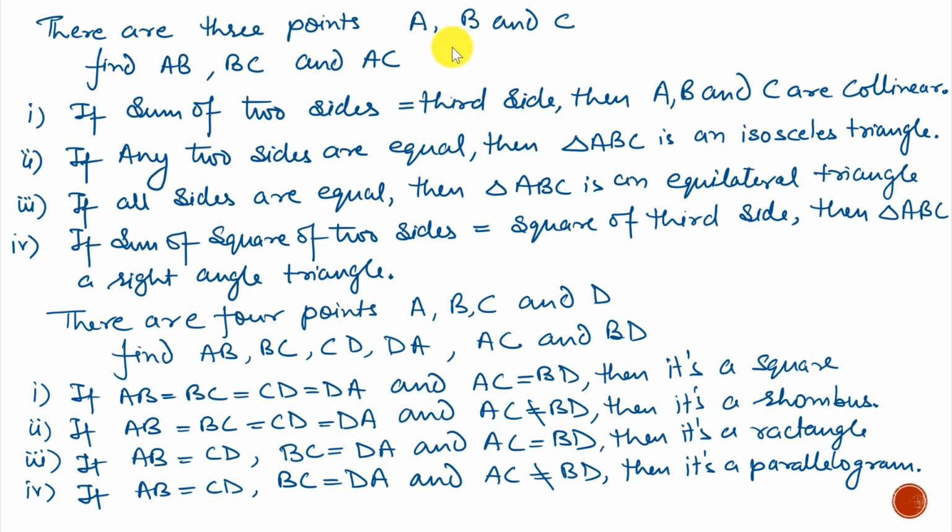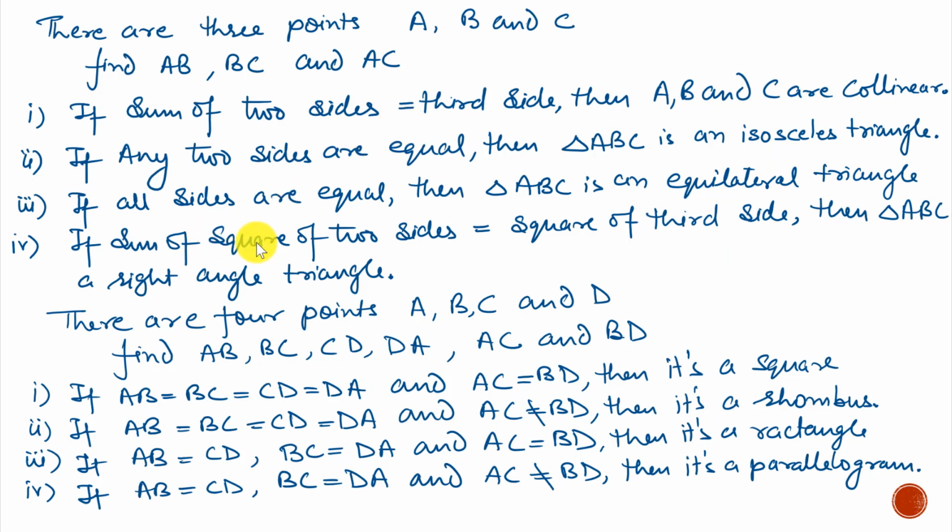Whenever we have 3 points A, B and C, first find AB, BC and AC. If the sum of any two sides equals the third side, then A, B, C are collinear. Second point, if any two sides are equal, then triangle ABC is an isosceles triangle. Third point, if all sides are equal, then the triangle is an equilateral triangle.